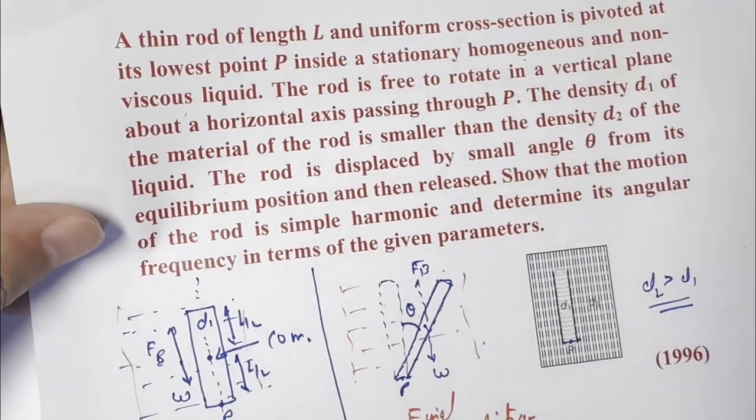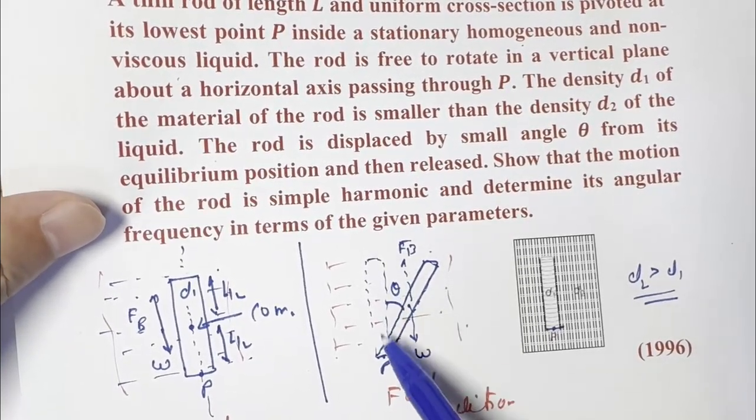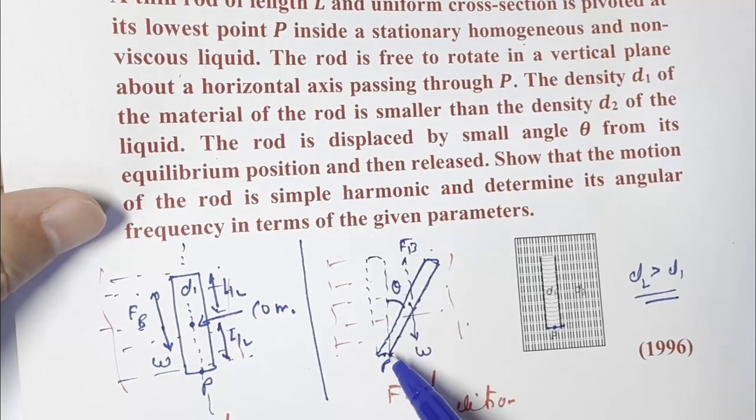So we found out what will be our buoyant force and what will be the weight of the rod, both W as well as FB. Next, we consider the final condition when the rod is displaced by an angle of theta. As it is displaced by the angle theta, there will be a restoring torque acting on this rod, which will try to bring it into the equilibrium position, and the equilibrium position is the vertical position.